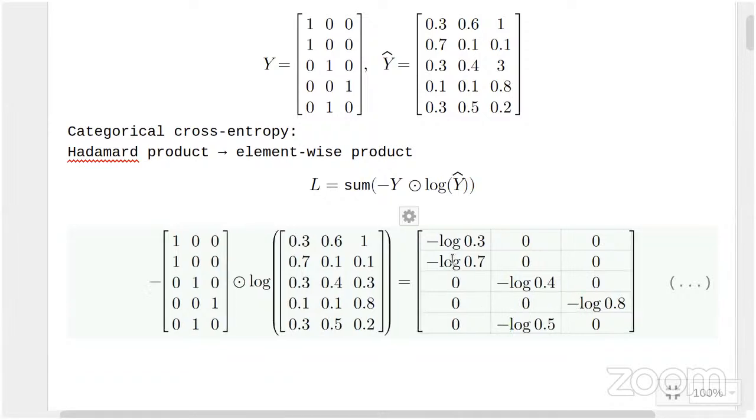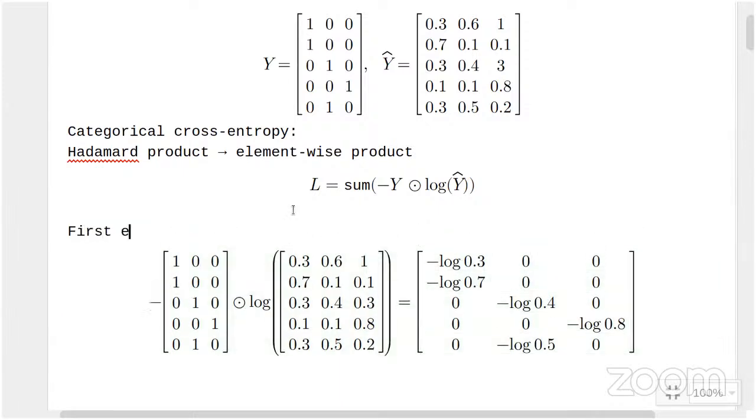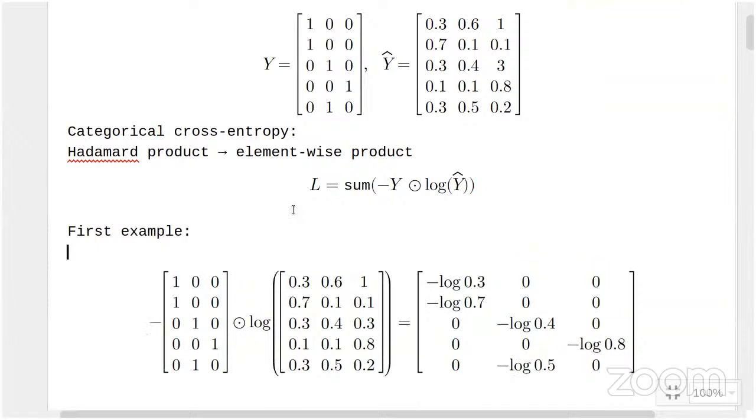So focus on the first example. This is the natural log, right? So the first example, this is the true label. True label is what? Class 0, right? True label is class 0.